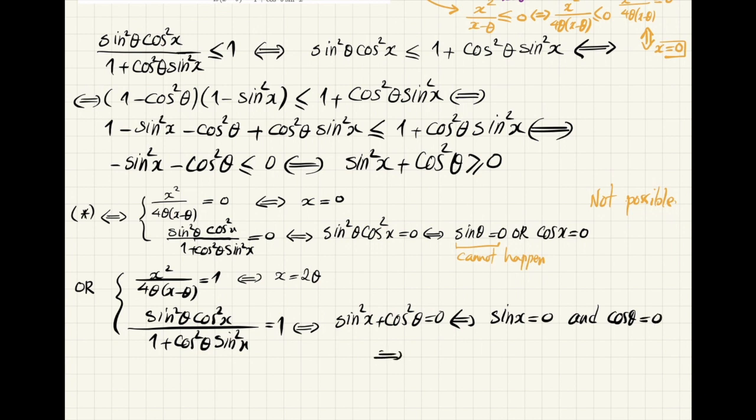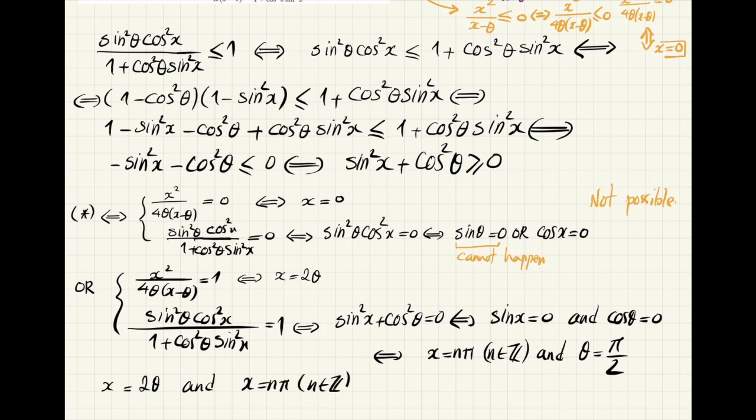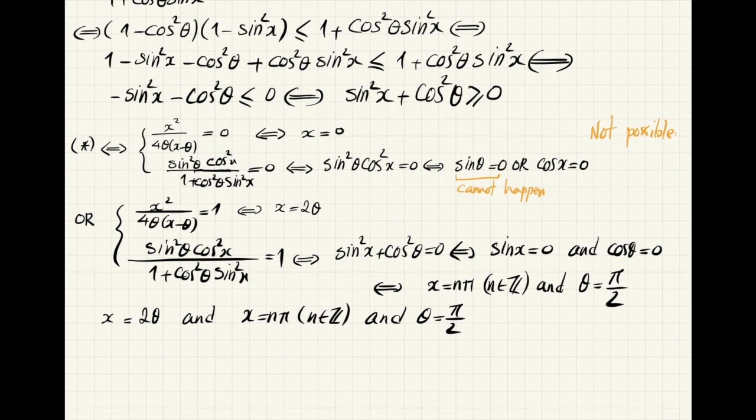But then this is equivalent to saying that x is n pi, where n is an integer, and theta is pi over 2, because theta is between 0 and pi, so the only number whose cosine is 0 is pi over 2. Okay, so then this last bit is this. x is supposed to be equal to 2 pi theta from the first one, and x on the other side should be equal to n pi for some integer, and theta is equal to pi over 2. But then if theta is pi over 2, if I put it here, x becomes pi. And for no other values of n can I have all these inequalities satisfied.